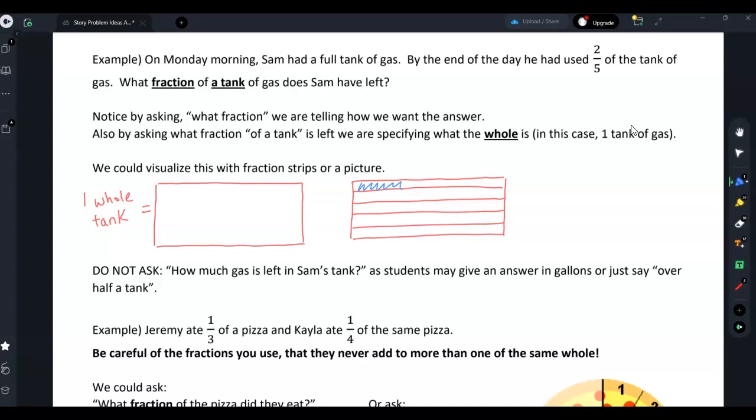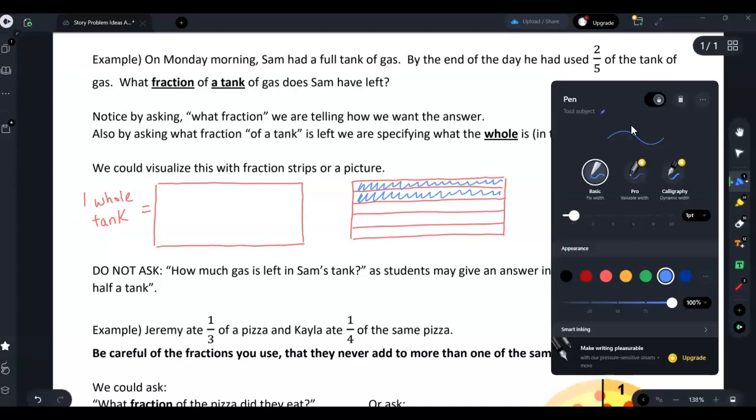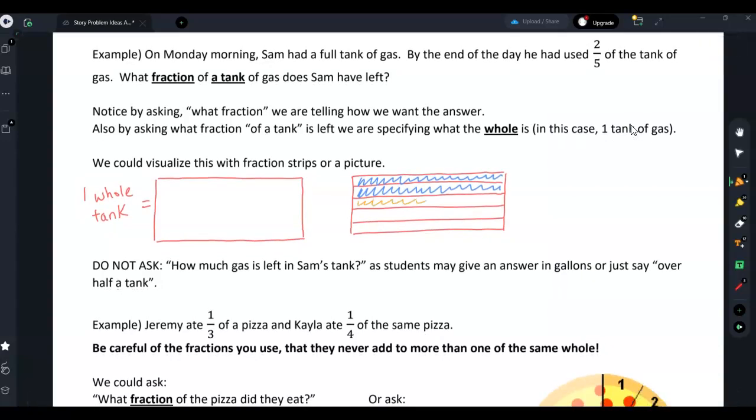So I'm just going to say, well, the level of gas would have gone down, so I would have used what's at the top first, right? So I'm going to use the 2/5, and then I might pick a different color and shade what's left. So in this case, I can see that I would have 3/5 left.